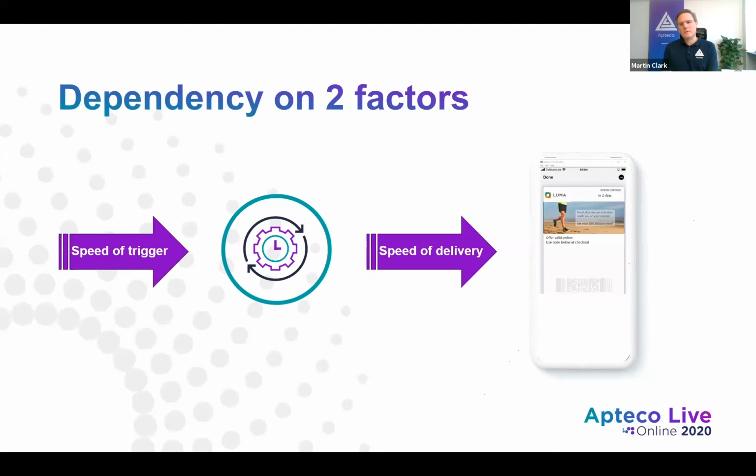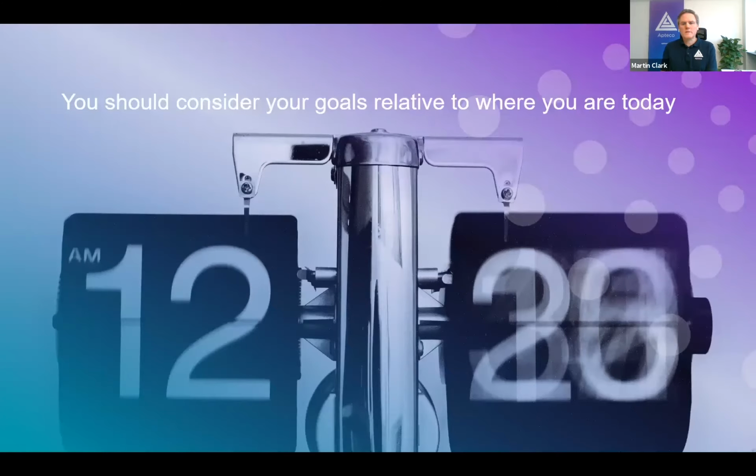One is the speed of the trigger itself. So if you're only pulling data, let's say every 15 minutes from a website or an email service provider, then obviously the speed of delivery is going to be at least 15 minutes. So you may not want to or shouldn't really expect to be able to send things out in milliseconds. And of course, what we see as well when we talk to customers often is that where they are today is sometimes, for them, an event trigger could actually take a day or half a day to process and send a communication out.